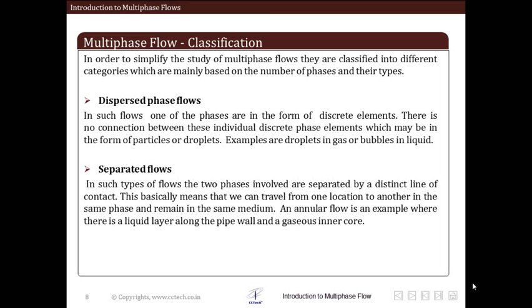Next is separated flows. In such type of flow, two phases involved are separated by a distinct line of contact, which means that we can travel from one location to another in the same phase and remain in the same medium. An annular flow is an example of such type of flow. Annular flow will generally involve a liquid layer along the pipe and a gaseous inner core. So to summarize this slide, we will generally observe dispersed phase as a mixture of different sized droplets of particles dispersed around a continuous medium, whereas in separated flow we can distinctly divide one phase from another.